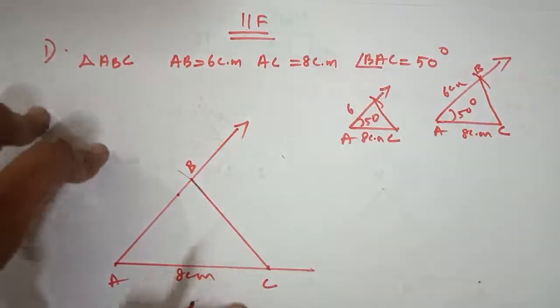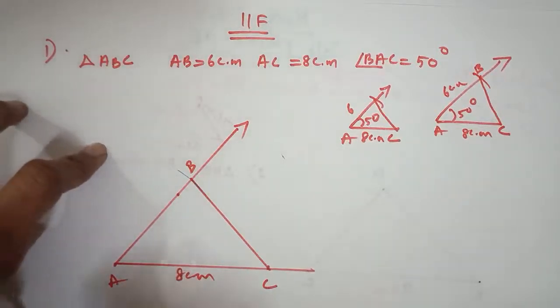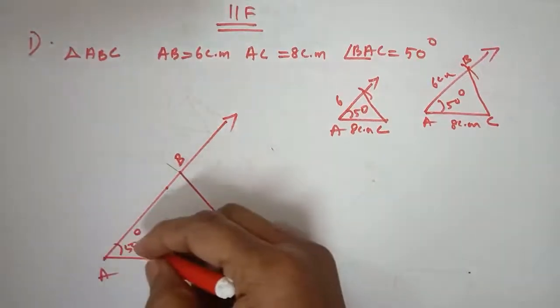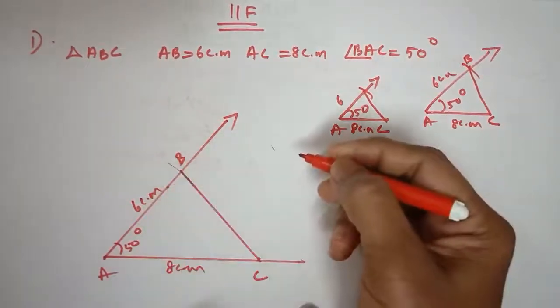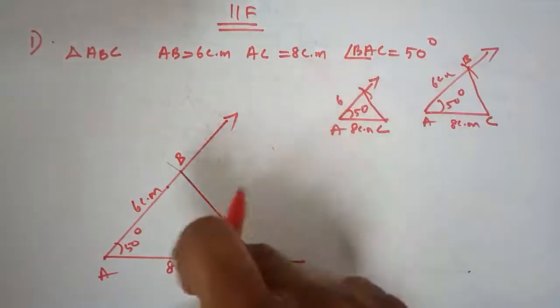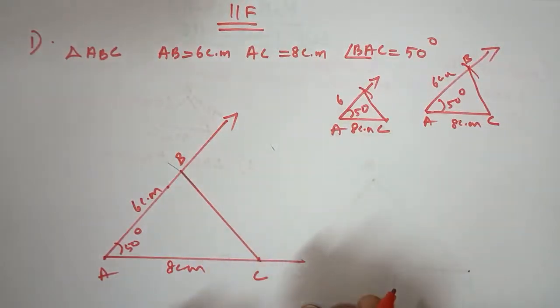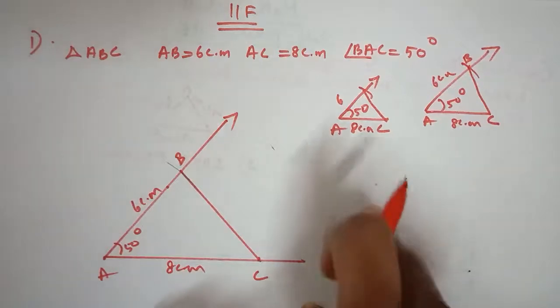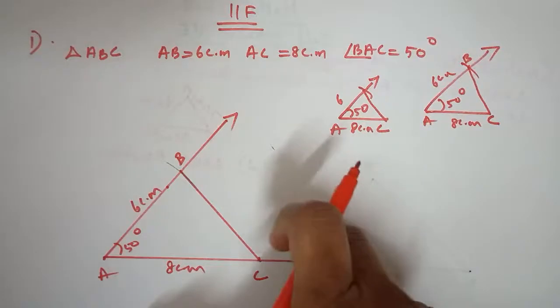So this is a regular triangle, triangle ABC. Is it clear? Good. Then you should mark 50 degrees also. 50 degrees, this is 8 centimeter and 6 centimeter. You should draw a rough diagram and then the original diagram, and then you have to write steps also. At least 4 or 5 steps you must write. Is it clear? You should write 4 or 5 steps for every construction.